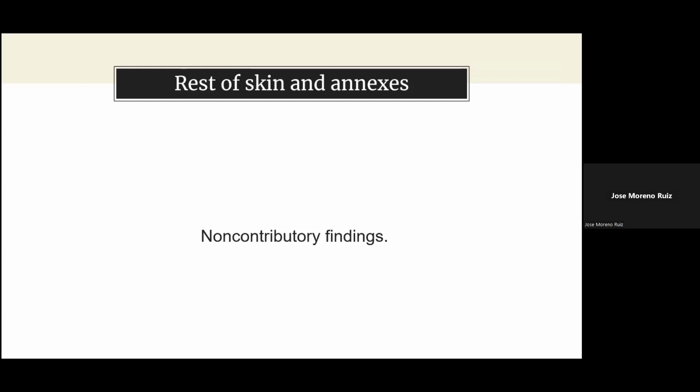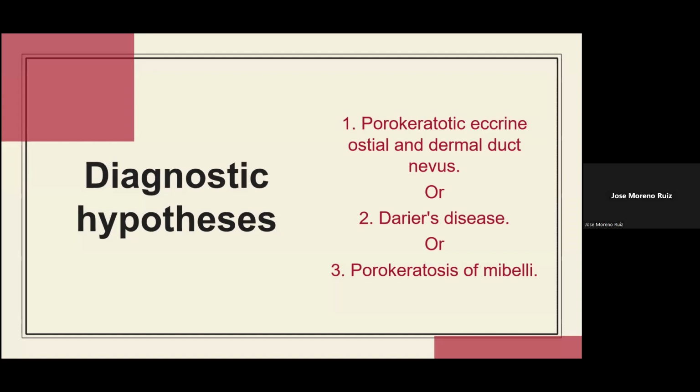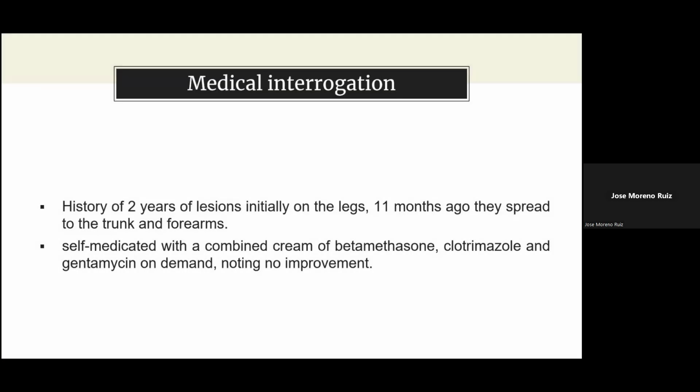The rest of the skin and annexes showed no contributory findings, and we made some diagnostic hypotheses: keratosis, porokeratosis, epidermal nevus, Darier's disease, or porokeratosis of Mibelli. The patient consulted with a 2-year history of lesions initially on the legs and 11 months of fever. At the time of consultation, they had spread to the trunk and forearms.